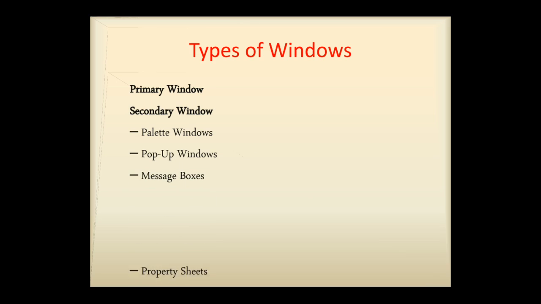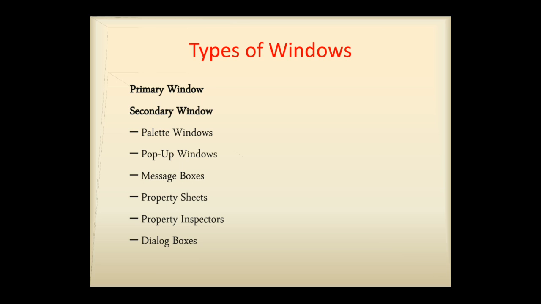So we have already seen that there are two different types of windows, the primary windows and the secondary windows, right? Some examples of secondary windows are palette windows and pop-up windows, which we have already discussed in the previous video, and some other examples are message boxes, property sheets, property inspectors, and dialog boxes.